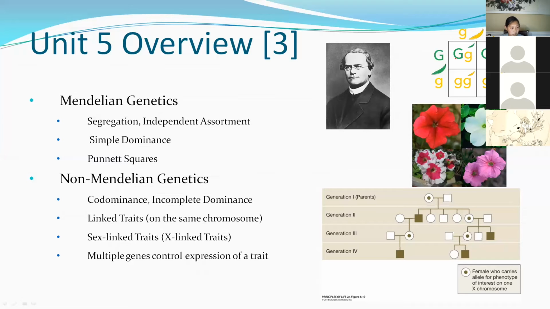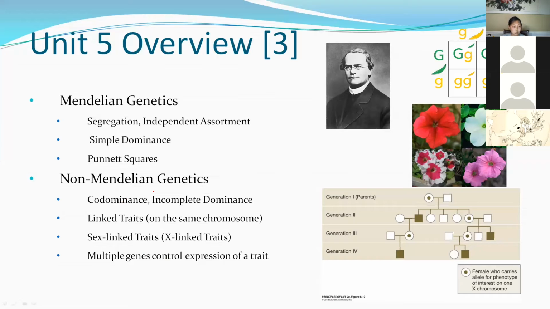Punnett squares are a tool used in genetics to simply find the ratio of offspring depending on the parents' genetics. A lot of people don't like using Punnett squares, but they're really just a tool to help you figure out these ratios. And then besides Mendelian genetics, there's also non-Mendelian genetics, which deals with stuff like codominance and incomplete dominance, as well as these other things.